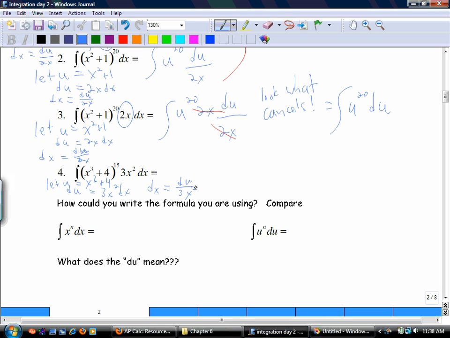That is equal to the integral of u to the power of 15 times 3x squared times du over 3x squared. Again, notice that the 3x squareds cancel, which leaves you with the integral of u to the power of 15 du, which is good. Now the x's are gone. Everything is in terms of u.